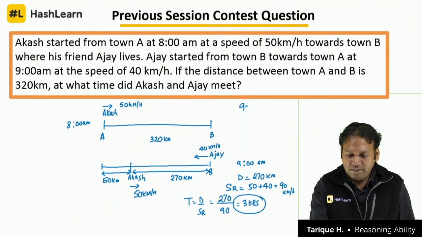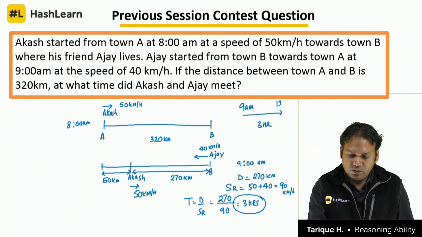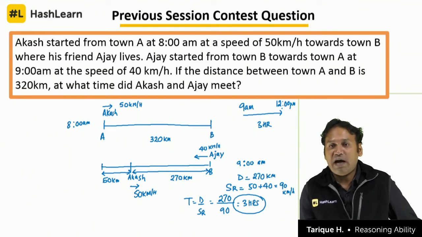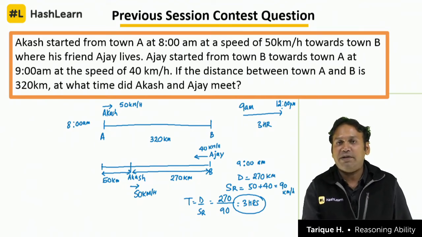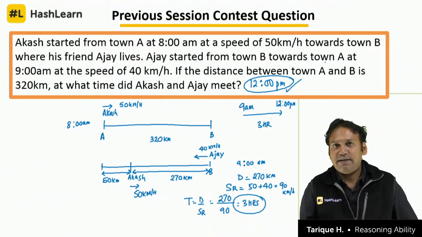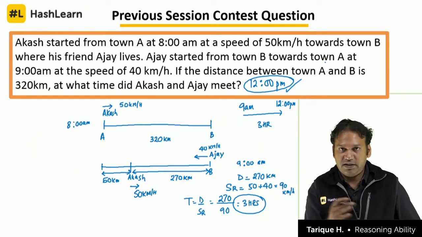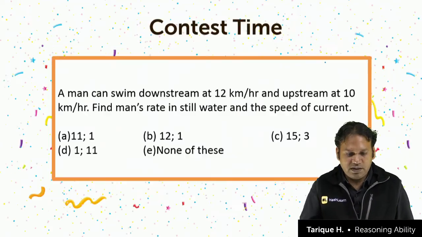So, 9 am, 3 hours: 10 am, 11 am and 12 pm. At what time will they meet? After 3 hours. 3 hours after 9 am: 10, 11, 12. So, the answer will be 12 pm. They will meet at 12 noon or 12 pm. That is the answer. So, again that is the application of the concept of relative speed that I have discussed in the previous session, and now we will see the contest.